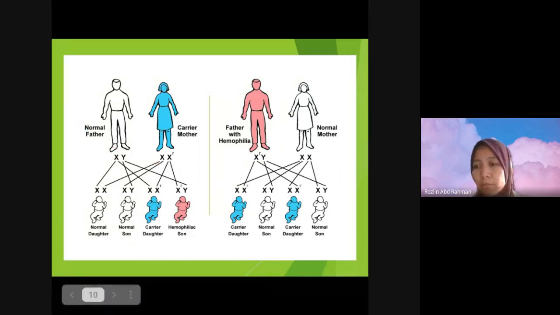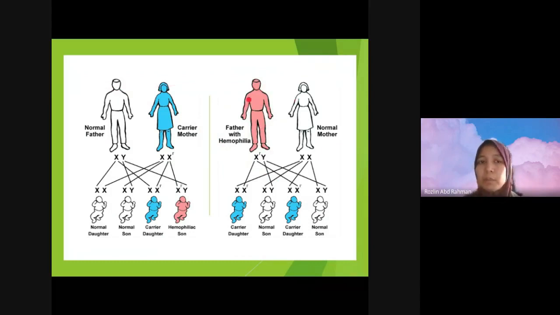If a father is hemophilic, the daughter usually will become a carrier. So we can detect the potential disease if we do prenatal diagnosis, either fetal DNA or fetal blood analysis. When the baby is in utero, we can take a sample and check for the genetic abnormality. So we can detect whether the baby may have hemophilia or not.